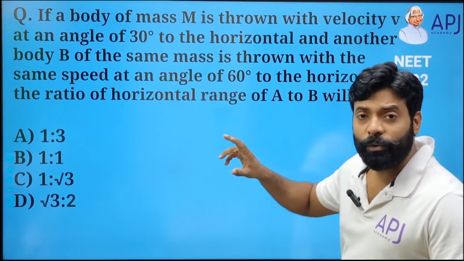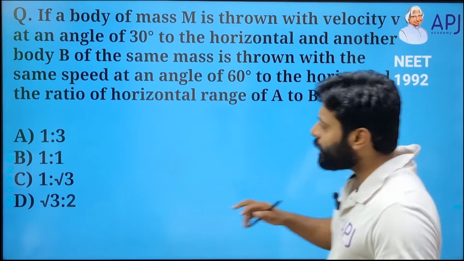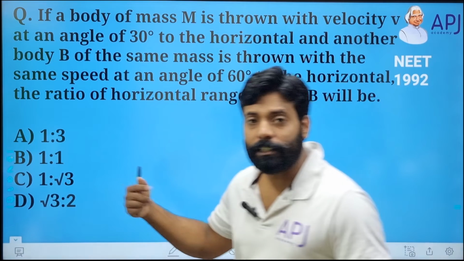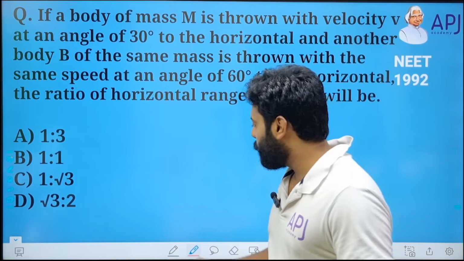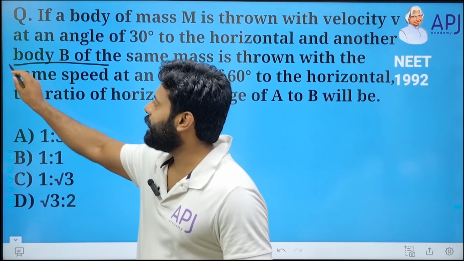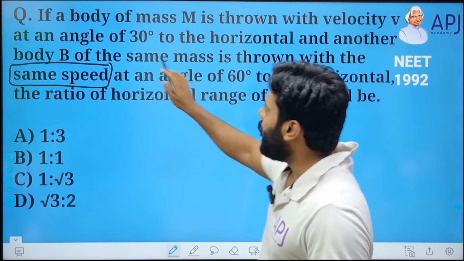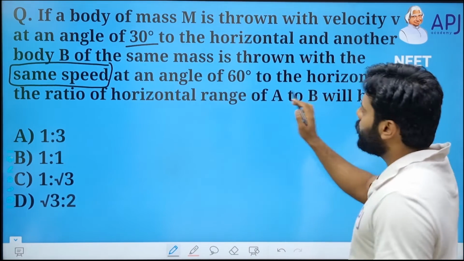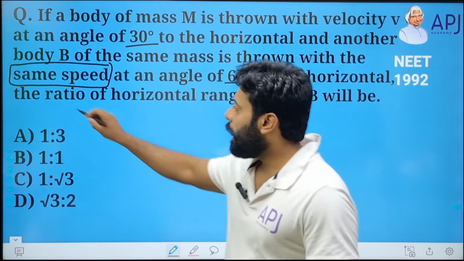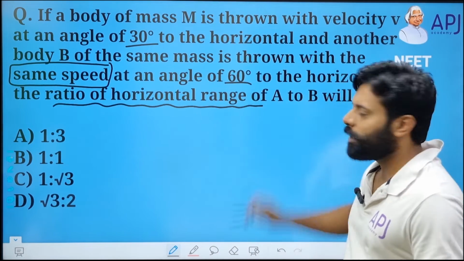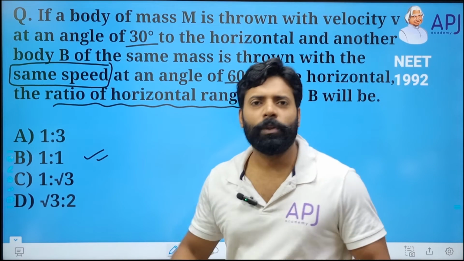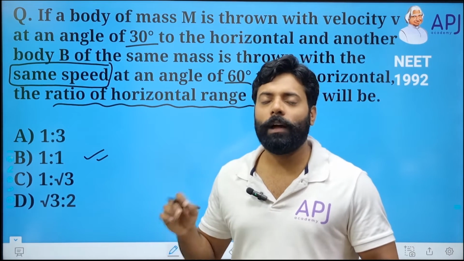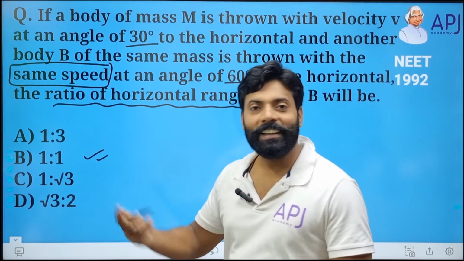What you need to look at is that they must have the same speed, because if the speed changes, then the answer will change. Please keep that in your mind. Here we are seeing that the speed is the same and the angles are complementary, right? The ratio of horizontal range is asked, and the answer will be 1:1. Without applying any formula, you can solve it instantly.